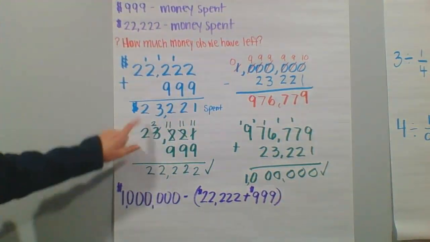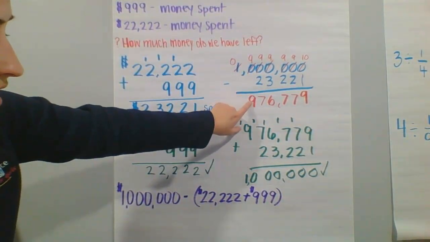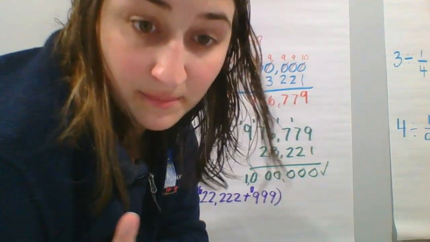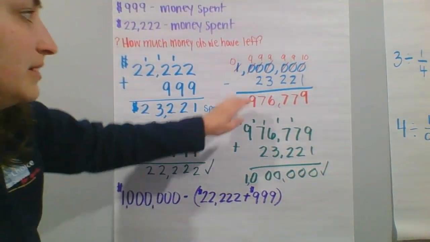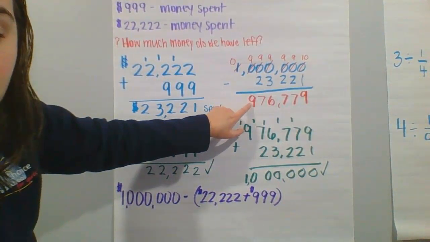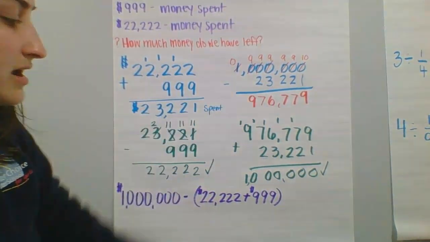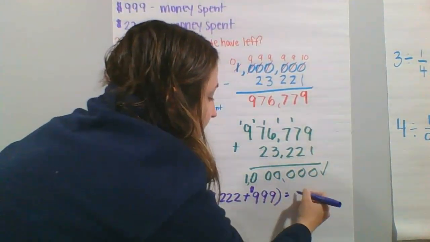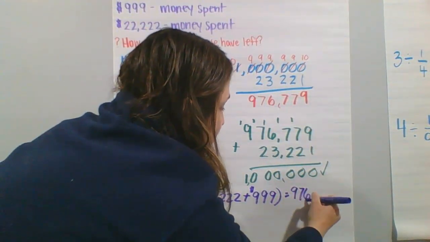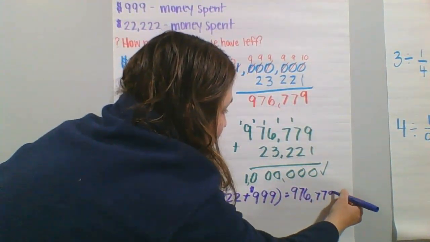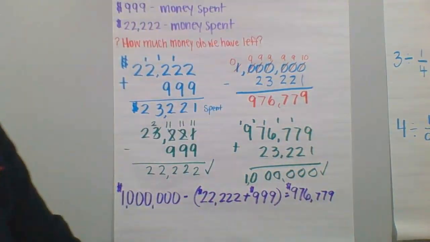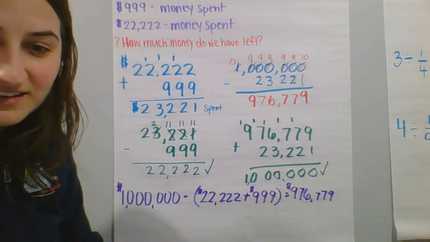And then that gave us an answer of 900. And we have to remember, there were two parts to this problem, but the part that actually gives us the amount of money that's left is the second step right here. So that gave us an answer of $976,779. Nice job, ladies.